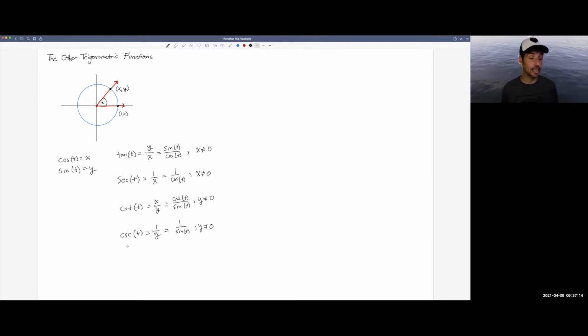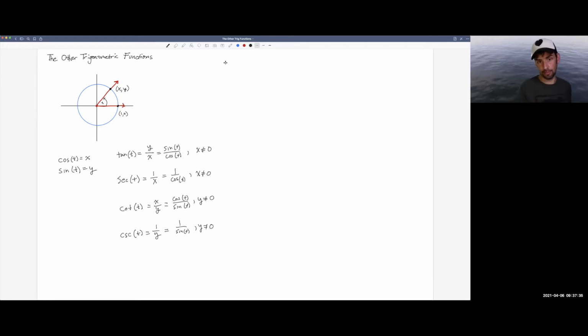Sine and cosine both have domains of all real numbers. The rest of them have domains that are all real numbers, except there'll be places where there are holes in them. We'll go into more detail about that later.